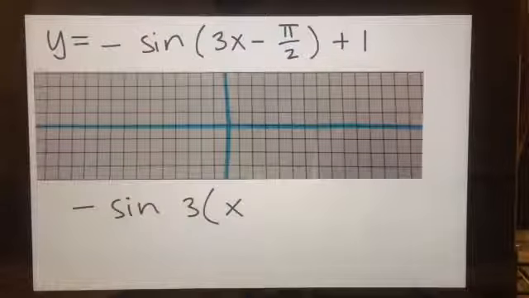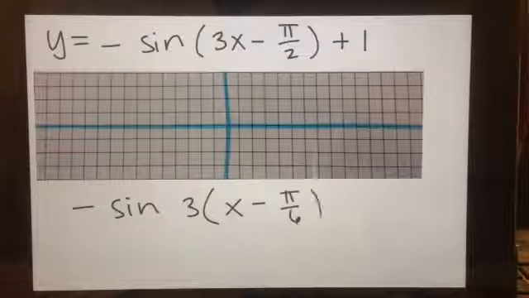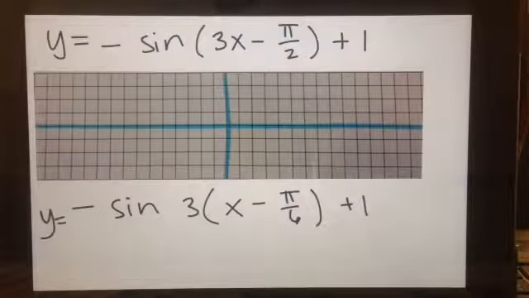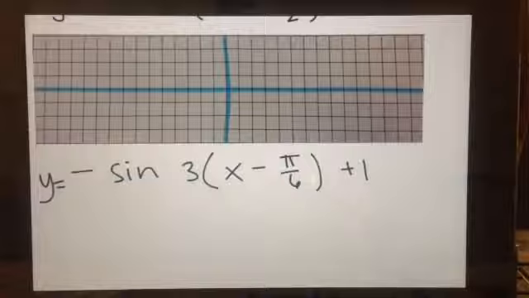And then if I take 1/2, because that's a 1/2 in front of the pi, and divide it by 3, it actually gives me 1/6. And so this would be minus pi over 6 with a plus 1 on the end. All right, so first I'm going to deal with my period and I'm going to deal with my amplitude.